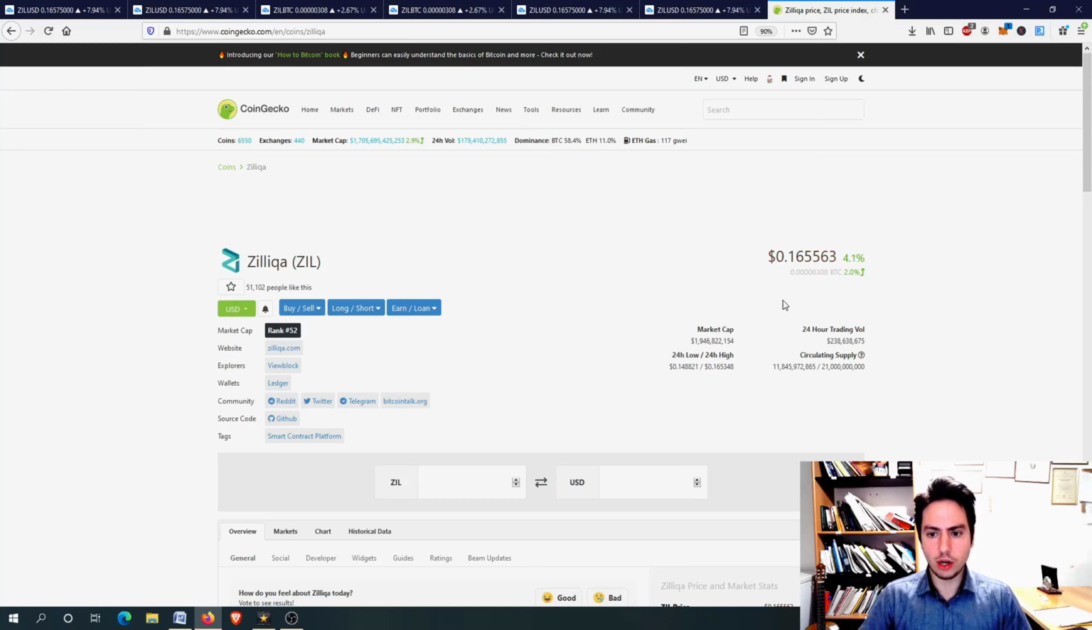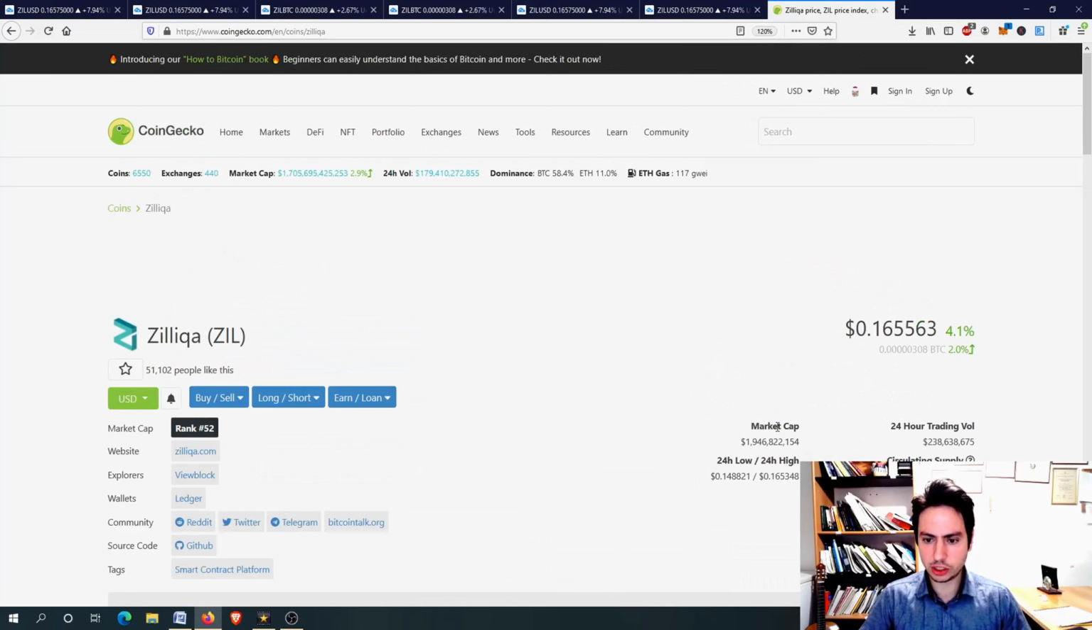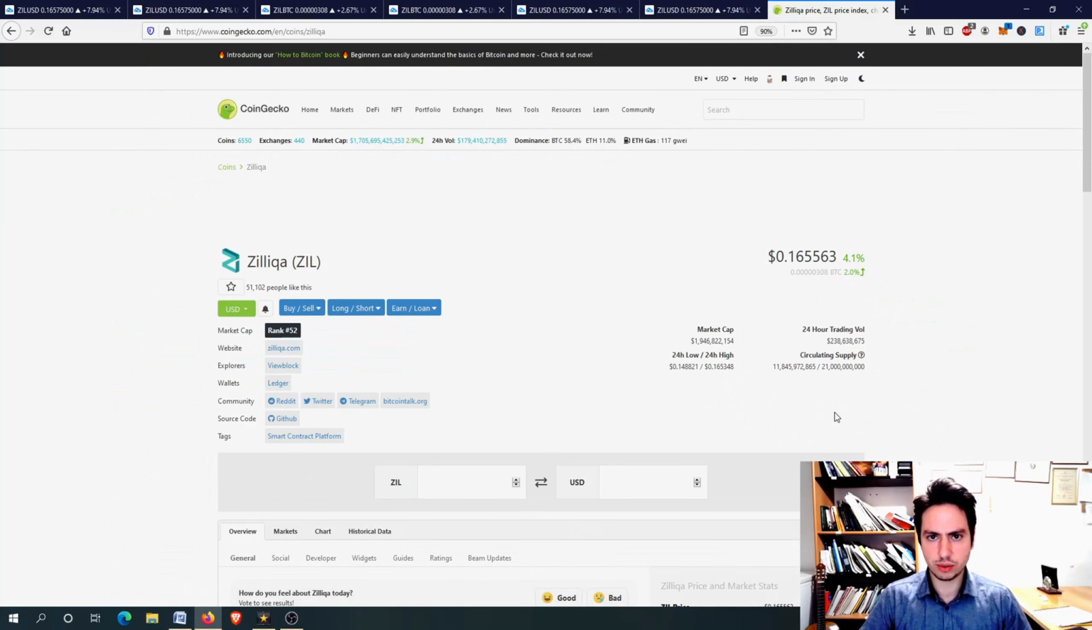I always take Bitcoin's market cap into consideration when I want to see if an altcoin is cheap. And now I think with this market cap, and let me zoom in a bit so you can see $2 billion, I think ZIL will move upwards.